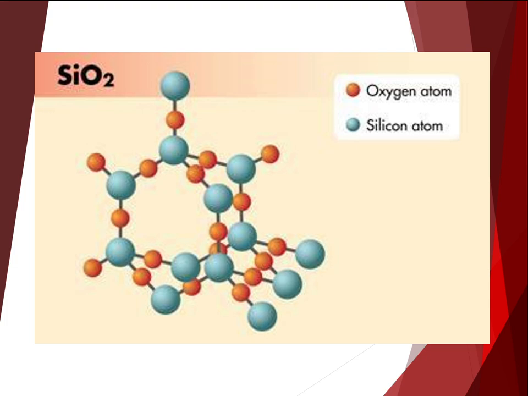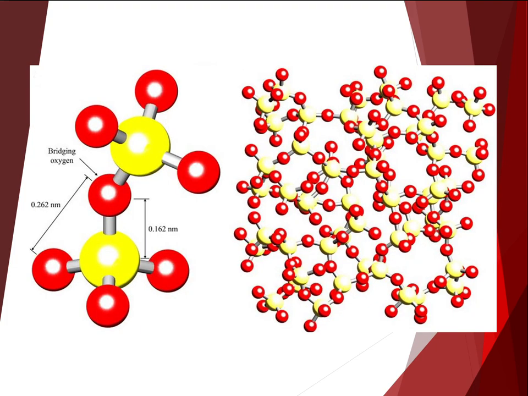For example, silicon dioxide or silica, which is SiO2, does not exist as individual molecules. Each silicon bonds with 4 oxygen atoms, and each oxygen atom bonds with 2 silicon atoms. The result is a network compound that is very hard and has a very high melting point, which is why glass is made from silica.